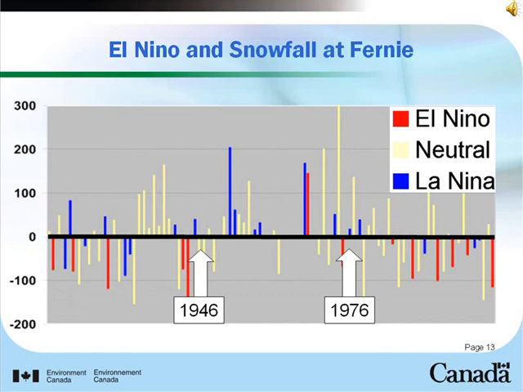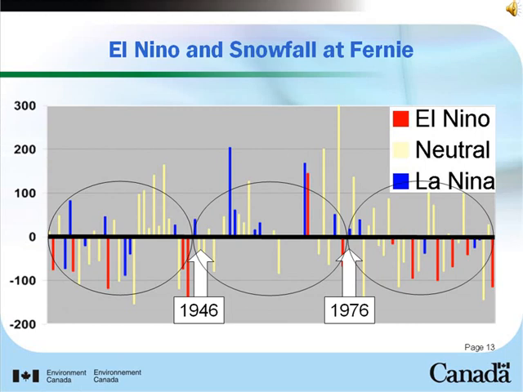If you look closely at the graph prior to 1946, you'll notice that all of the El Nino years show below normal snowfall. From 1946 to 1976, there are fewer El Ninos, and all the La Nina years show above normal snowfall. After 1976, El Ninos dominate again, and snowfalls were below normal for each and every El Nino year.